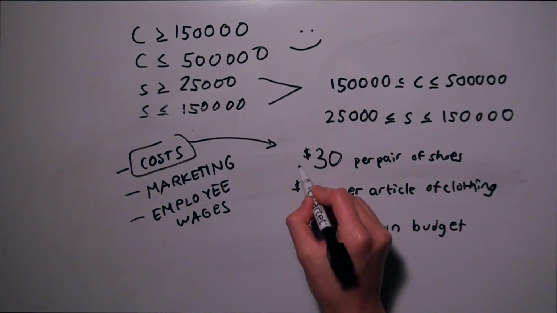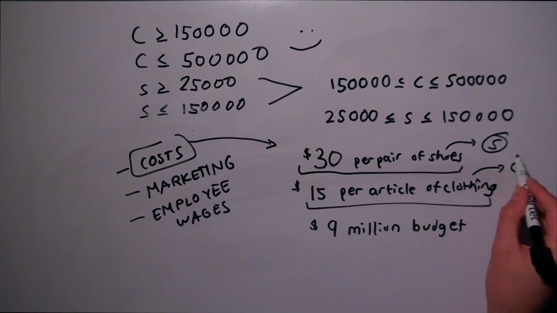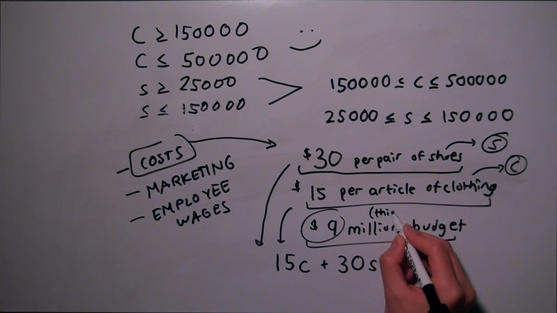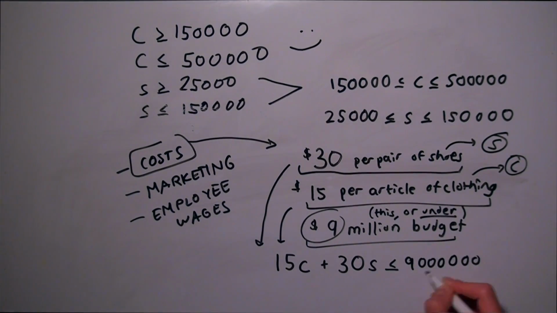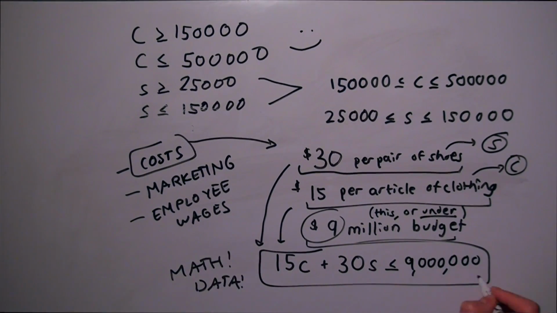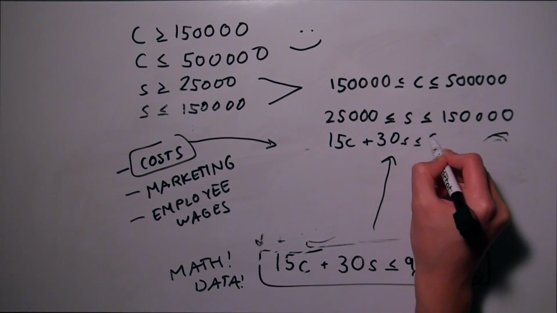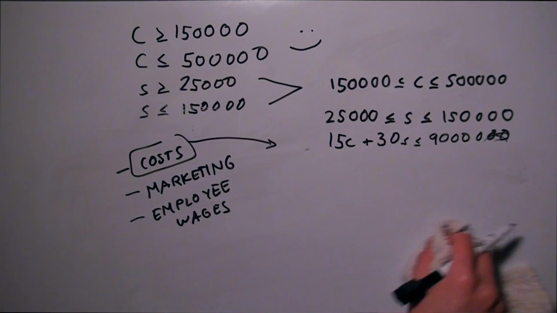Here it is. We're going to use $30 per pair of shoes, which is S, and $15 per article of clothing, which is C, and out of a $9 million budget, that gives us 15C plus 30S is less than or equal to $9 million. And now we have another constraint that we can use in our problem. We write it up here with the rest of our constraints so that we can move on to our marketing.